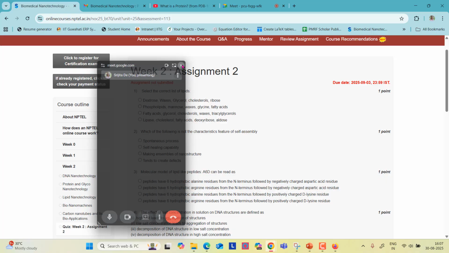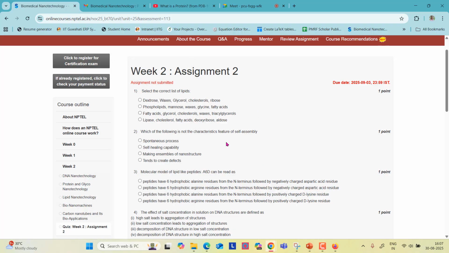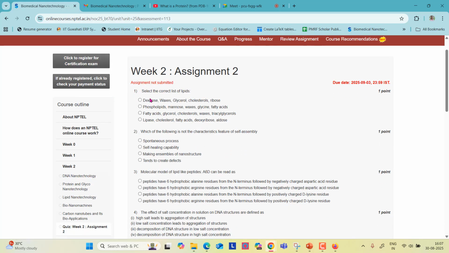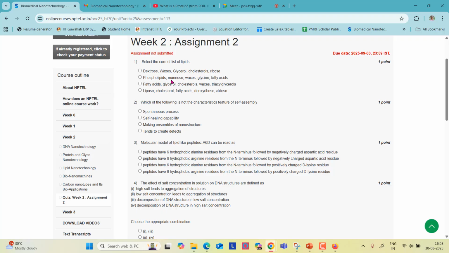So this is your assignment, right? Select the correct list of lipids. Okay, have we gone through lipids yet? No. Which one can do now? Which of the following is the characteristic? This one we will come to later in question number 1, but first do question 2.